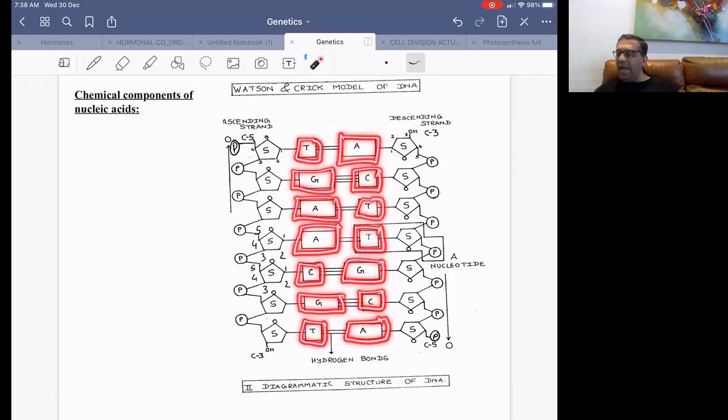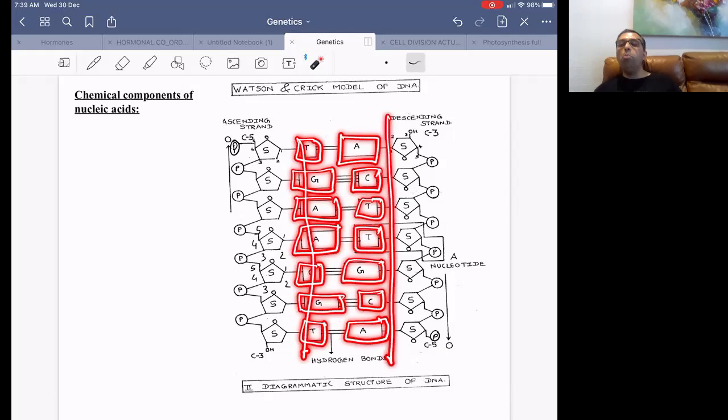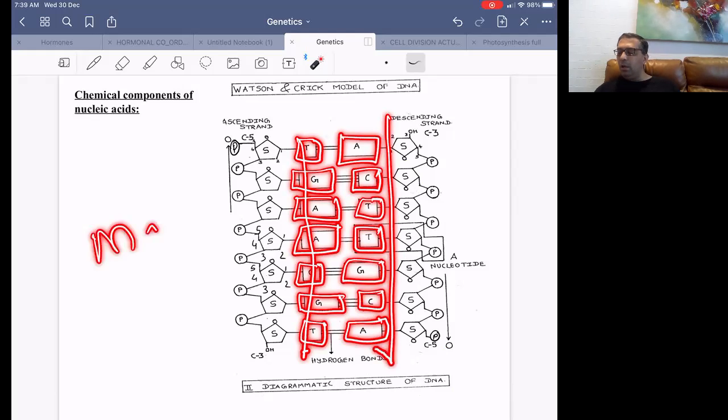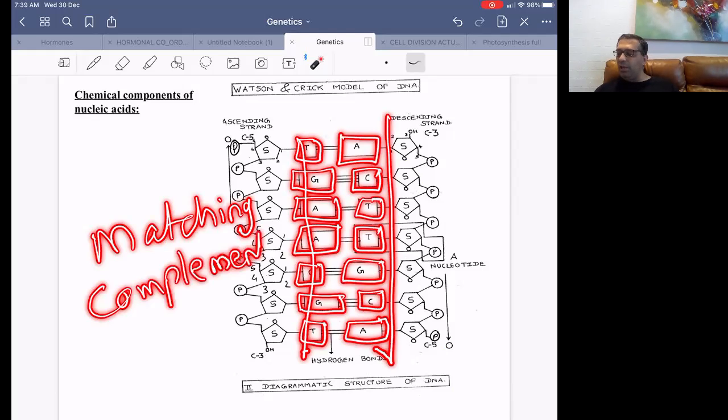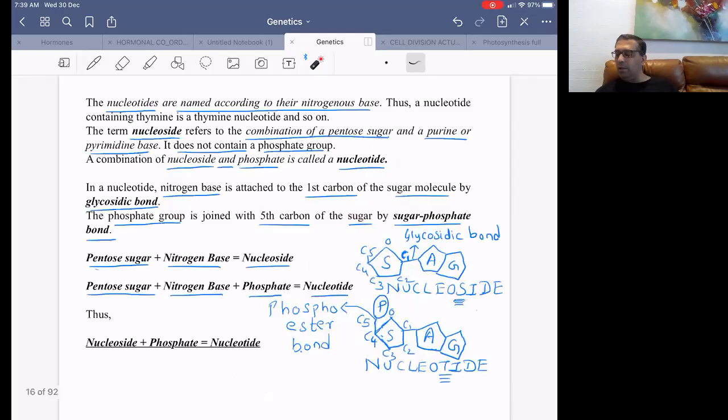तो अगर एक सीक्वेंस पता है, if you know the sequence of one strand, you automatically know the sequence of the other strand. So both strands are exactly matching to each other. They are matching because of complementary base pairing. As they are matching, they are called complementary to each other. The two strands are complementary to each other.